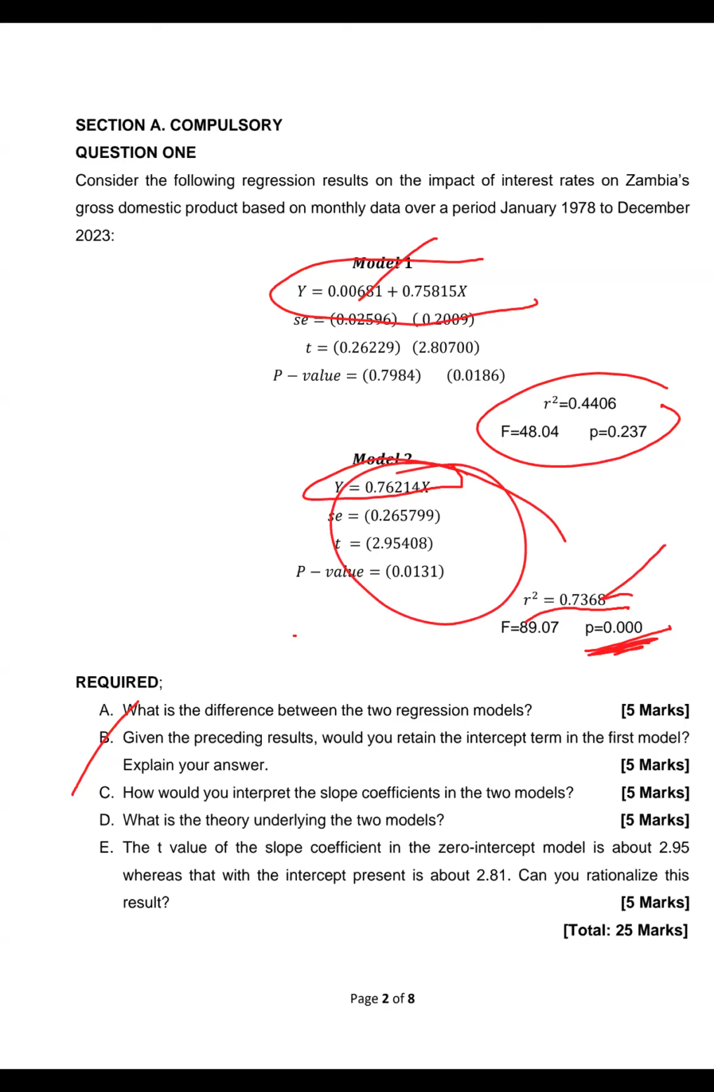So when you drop the intercept, the model improves in terms of what? In terms of fitness, how do you know? In terms of specification and also in terms of explanatory power. Okay. Why?